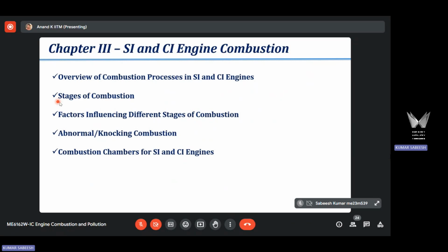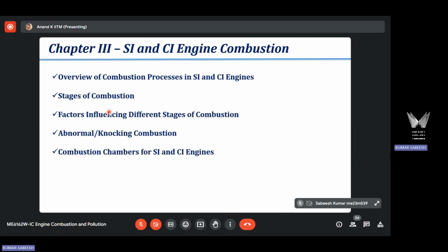As I said earlier, we are characterizing combustion in terms of different stages, and then we will bring out various factors that have influence on the different stages of combustion. The idea behind this is we want a progressive combustion that should proceed in a controlled manner, so that we can improve the performance of the engine and reduce the pollutants that are emitted from the engine. So that's the overall idea.